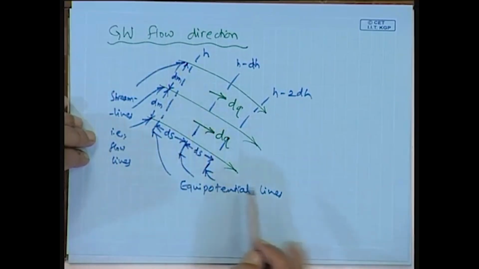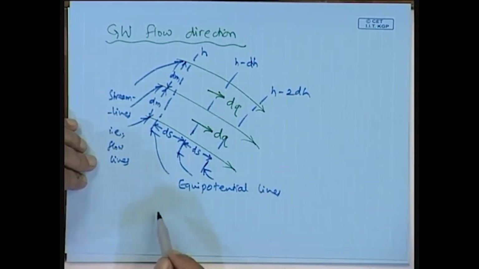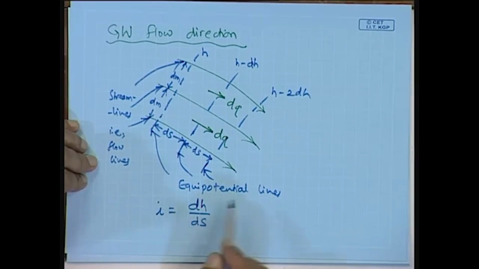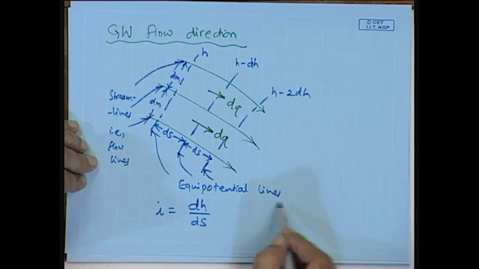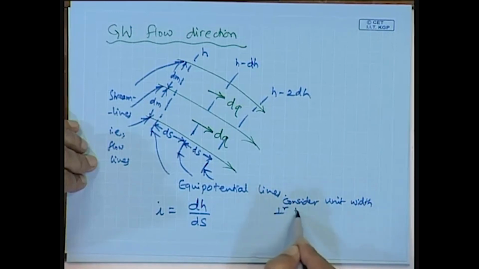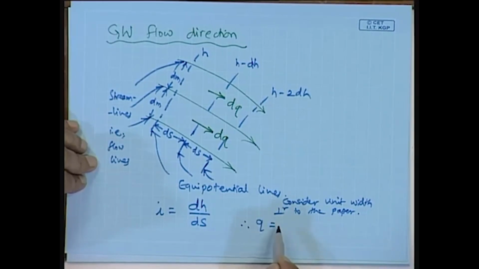Okay. So, now we know that by the definition of the hydraulic gradient, this is dH by ds, basically the change in the head per unit displacement along the streamlines. Therefore, if we consider unit width perpendicular to the paper, this total discharge Q is simply given by the hydraulic conductivity K into the hydraulic gradient dH by ds.